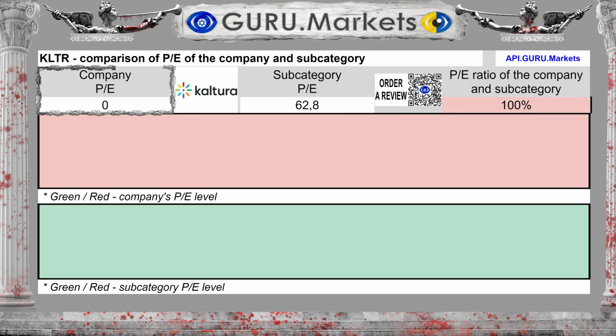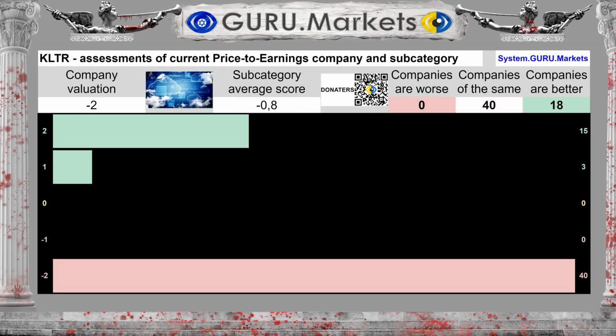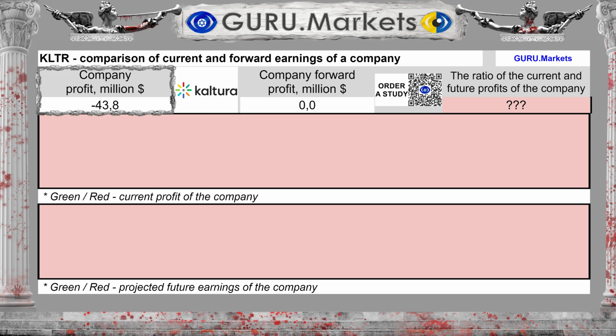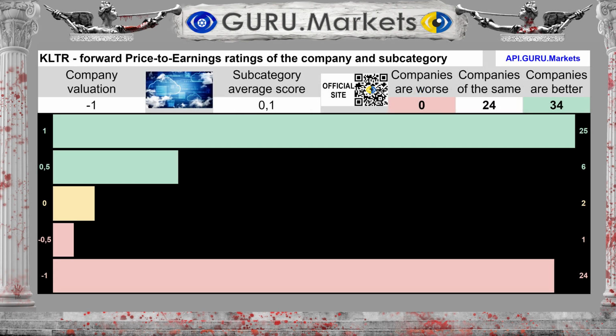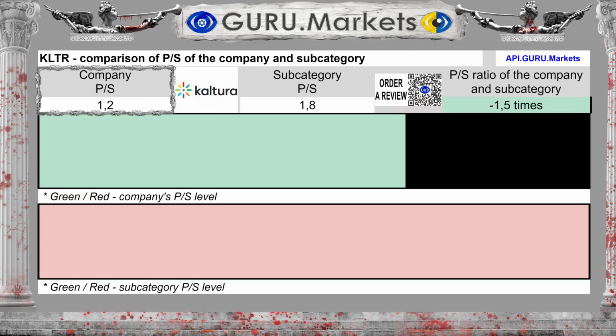The ratio of the company's market price to profit is 0, with an average for the subcategory of 62.8, which is worse than for the subcategory. Assessment of the company's market price to its profit in comparison with companies in the subcategory: very bad, -2 points. Profit for the last 12 months was -$44 million. Forward earnings for the next 12 months are unknown. This is negative for the company's prospects. Assessment of expected future profit in comparison with companies in the subcategory: bad, -1 point. The company's price-to-revenue ratio is 1.2.